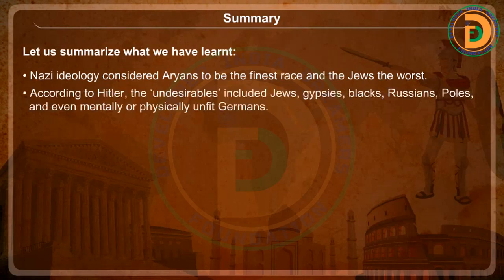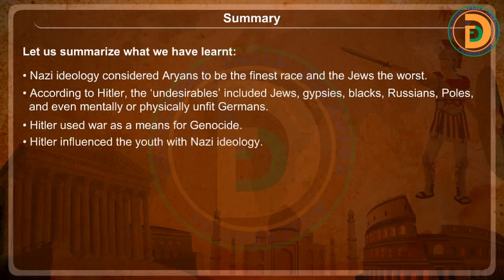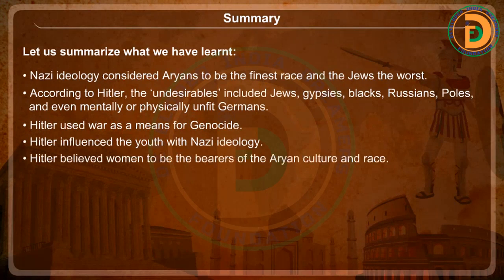According to Hitler, the undesirables included Jews, Gypsies, blacks, Russians, Poles, and even mentally or physically unfit Germans. Hitler used war as a means for genocide. Hitler influenced the youth with Nazi ideology. Hitler believed women to be the bearers of the Aryan culture and race.